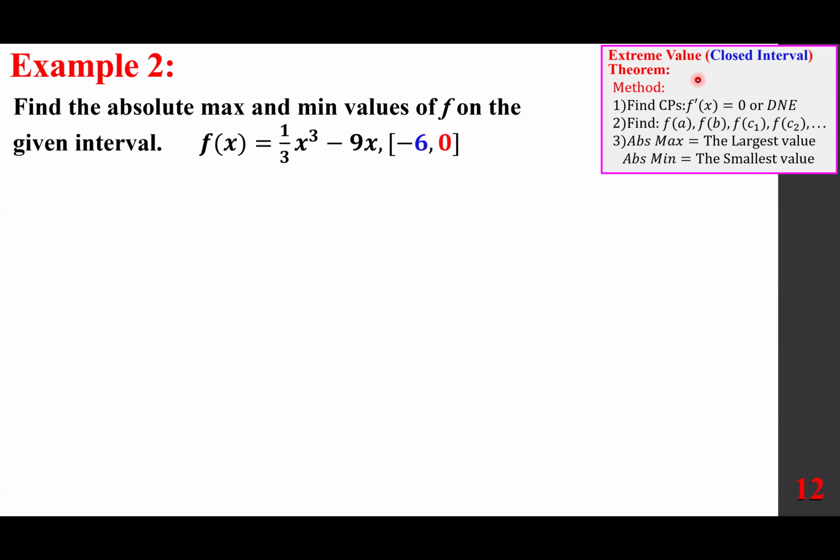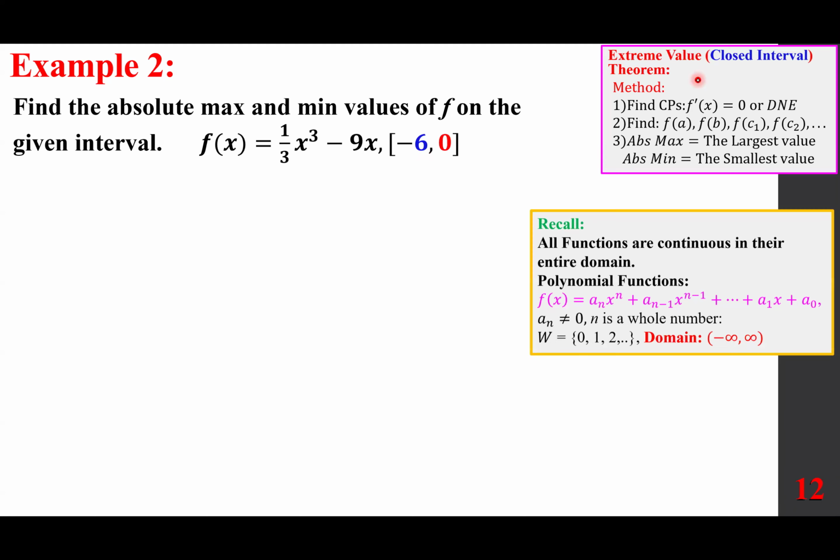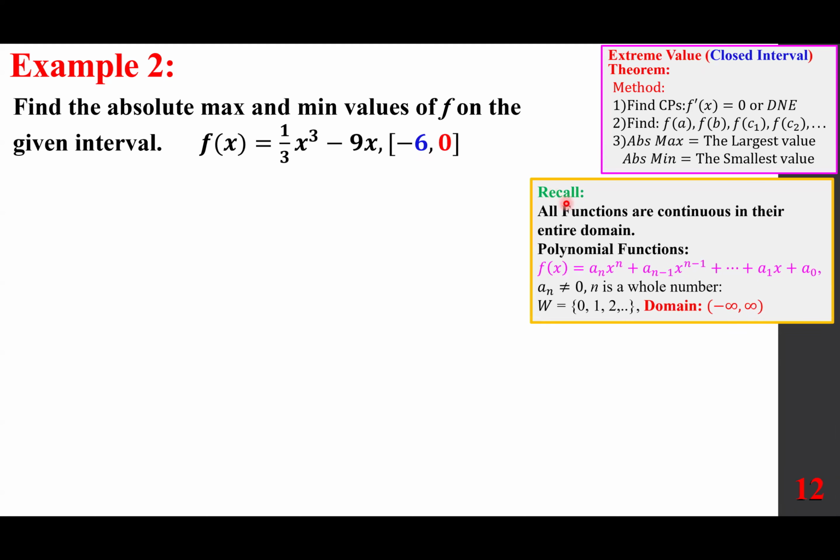I want to discuss the concept of continuity in general. Recall, this is from algebra. All functions are continuous in their entire domain. So what do we mean by that? Every function we have studied, polynomial functions, rational functions, exponential functions, logarithmic functions, trigonometric functions, are continuous in their entire domain, meaning you have to figure out what the domain is.